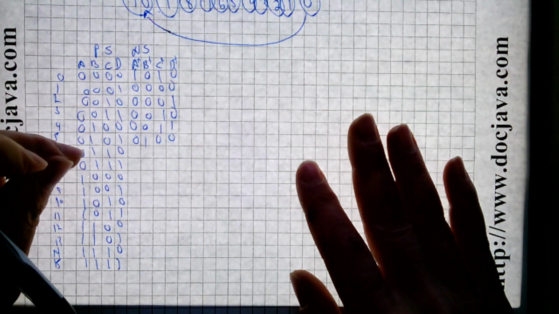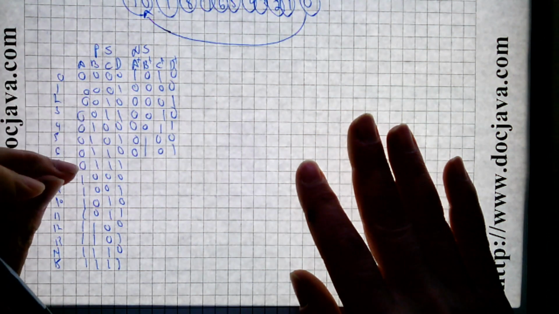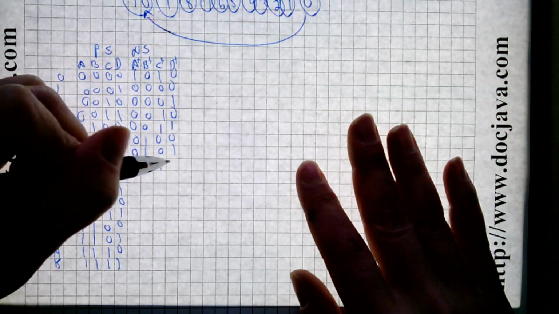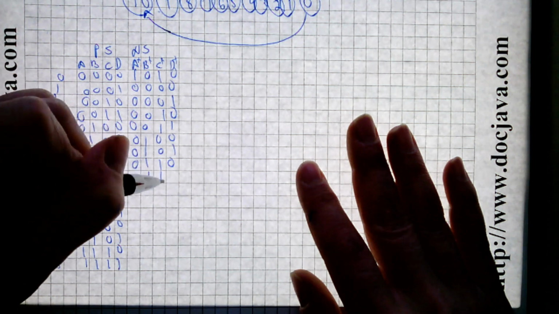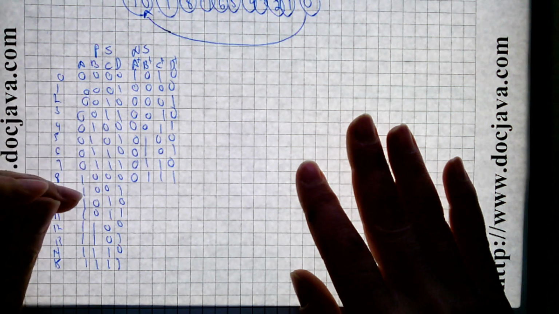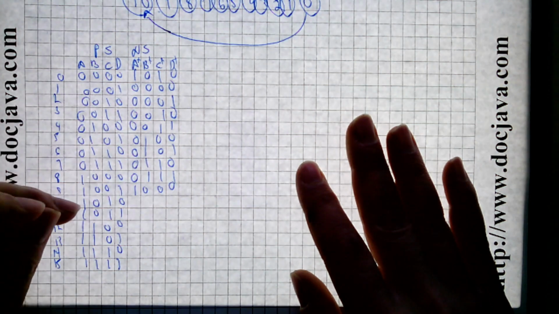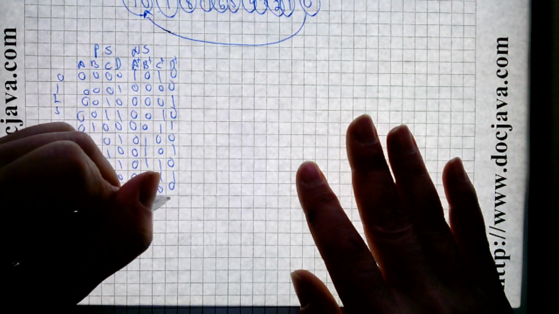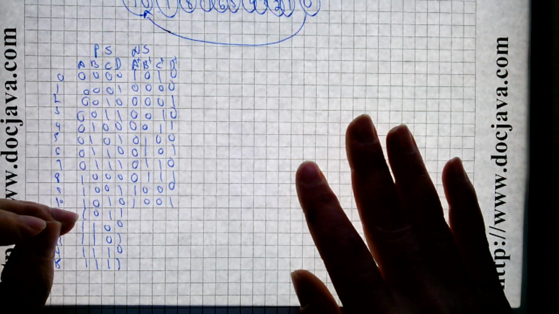From state 6, my next state should be 5. From state 7, my next state should be 6. From state 8, my next state should be 7. From state 9, my next state should be 8. From state 10, my next state should be 9. From state 11, what should I do?